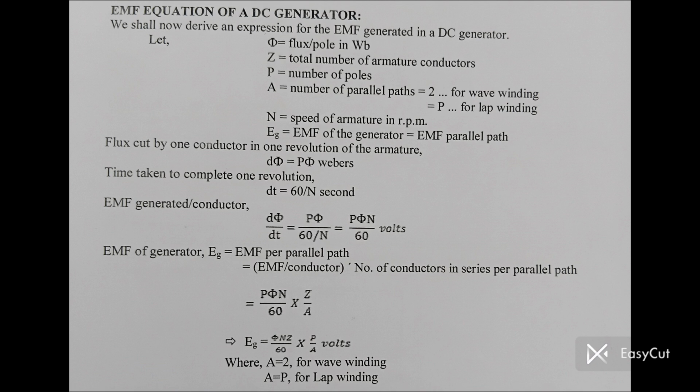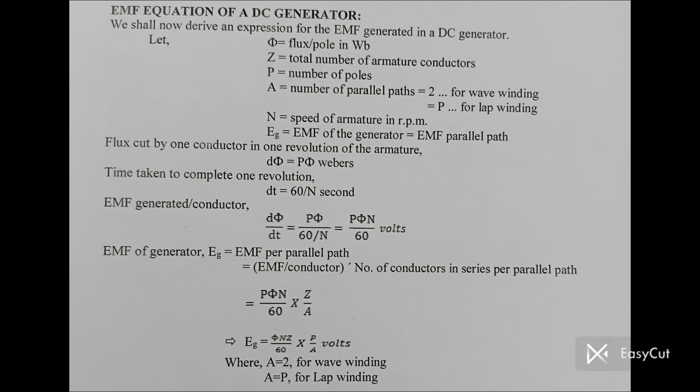Now let's calculate the flux cut by one conductor in one revolution of the armature. It is given by d phi equals P times phi, that is, small d phi equals capital P times capital Phi Webers. The time taken to complete one revolution is dt equals 60 by N seconds. Therefore, EMF generated per conductor is given by d phi by dt equals P times phi divided by 60 by N, which simplifies to P phi N by 60 volts.